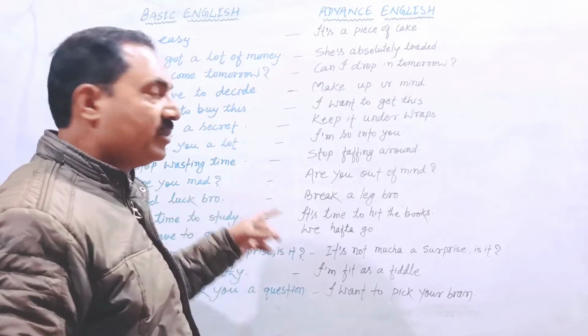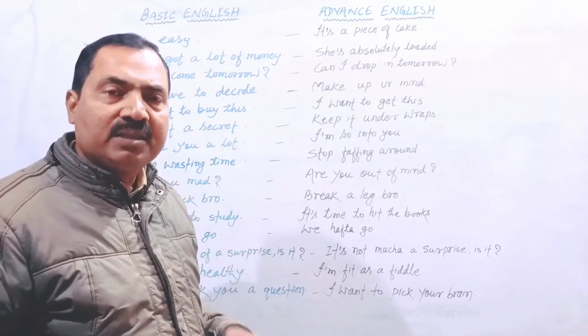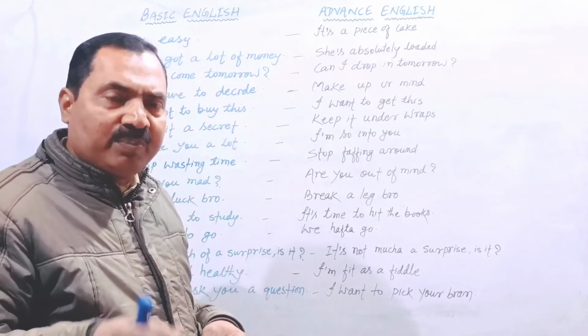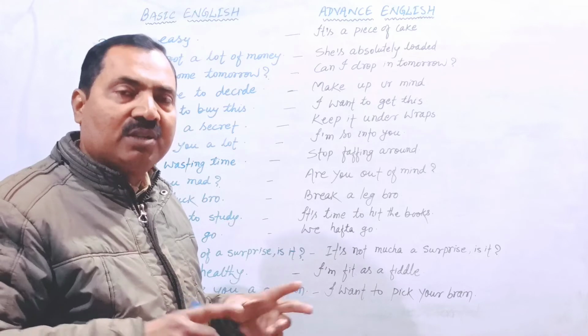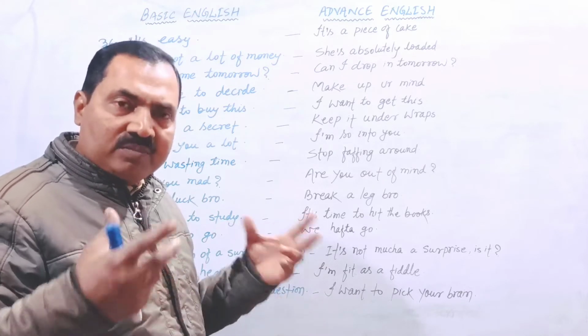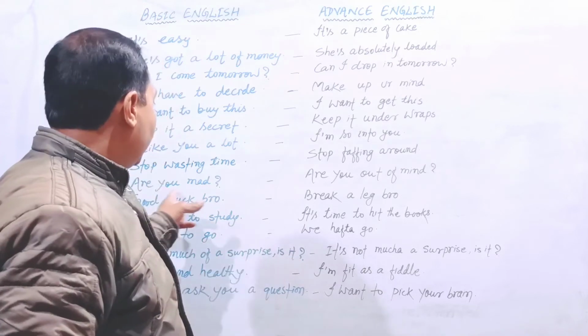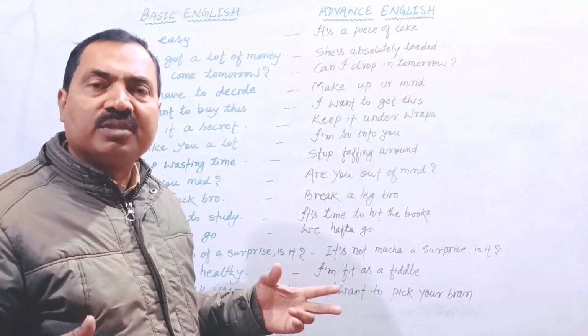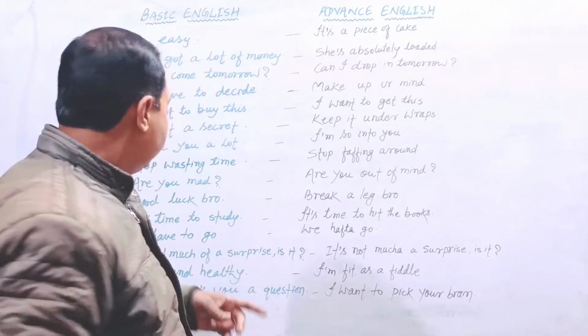Are you mad? Are you out of mind? अगर हम किसी को कहते हैं Are you mad? तुम पागल हो गया. अगर हम उसी को दूसरे अंदाज में कहेंगे Are you out of mind? तो बात वही रहेगी लेकिन सेंटेंस अच्छा हो जाएगा.